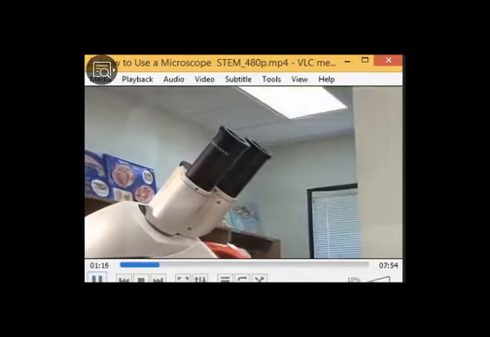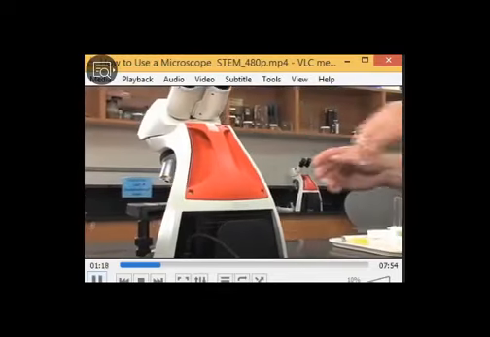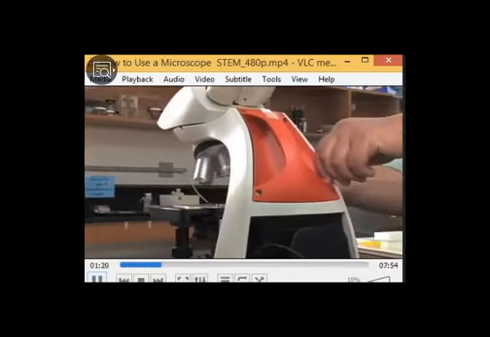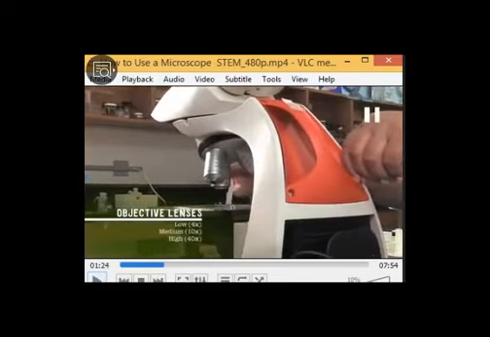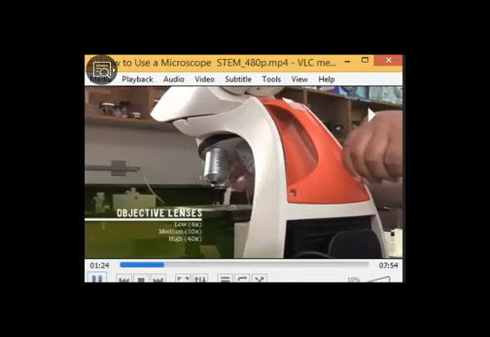The second type of lens is this lens. Okay, see, he is now moving the lens. So these are four lenses. These lenses are called objective lenses. Objective lens is another lens. And these lenses have different magnification powers: times four, times ten, times forty, times one hundred. So we have four objective lenses.